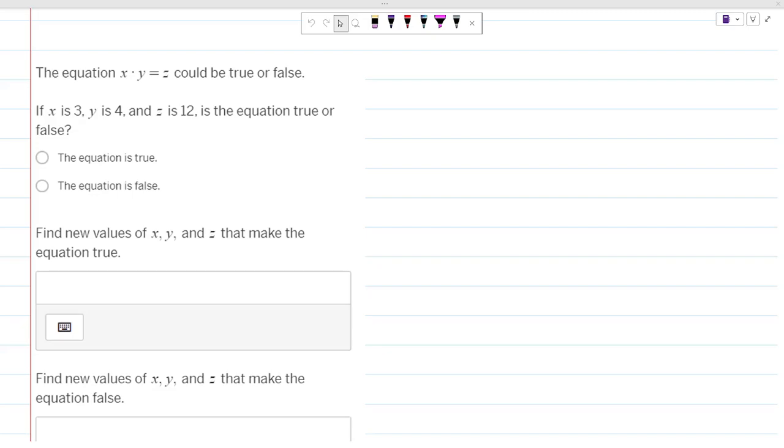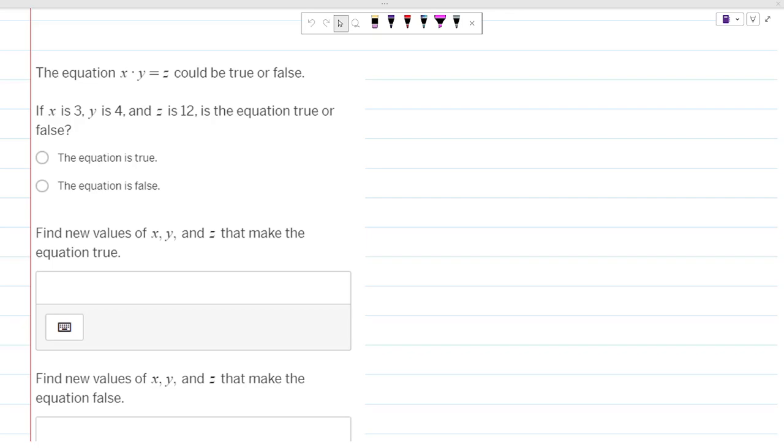This is Dr. Hobbolt, and I'm going to help you with this problem. It says the equation x times y equals z could be true or false. If x is 3, y is 4, and z is 12, is the equation true or false?